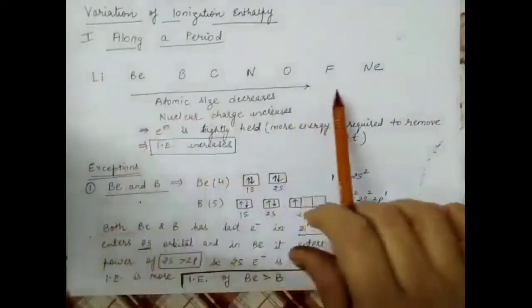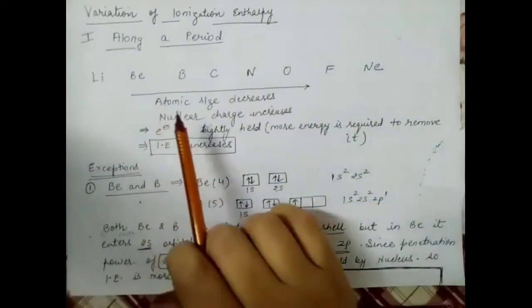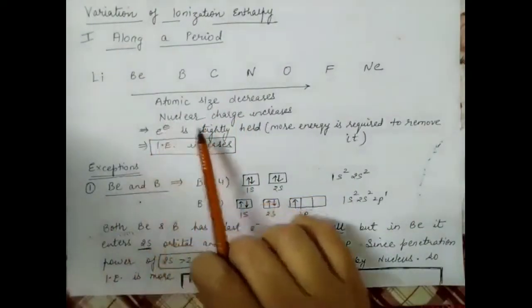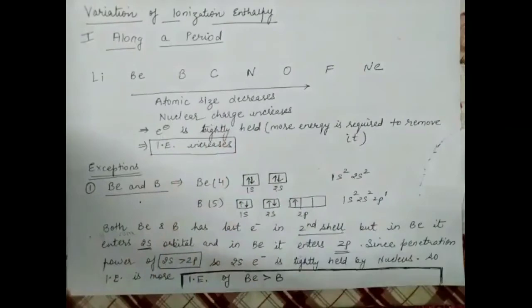Now as we move from left to right, what happens? The first is atomic size decreases. Also nuclear charge increases. Now both factors are combined together. Size is decreasing, nuclear charge is increasing. It means the electrons are more and more tightly held by the nucleus.